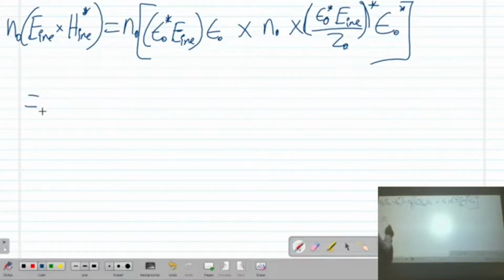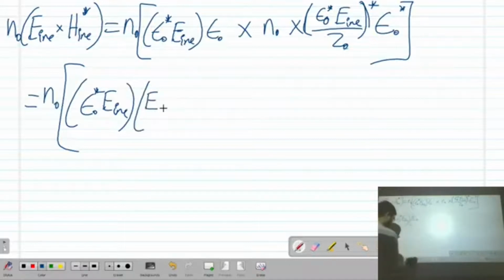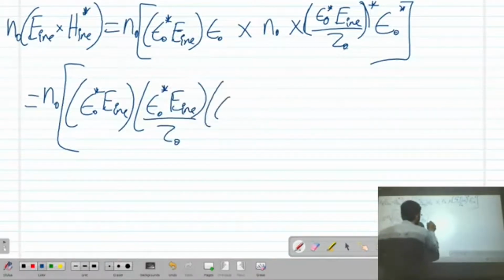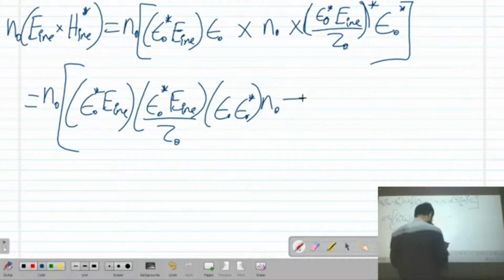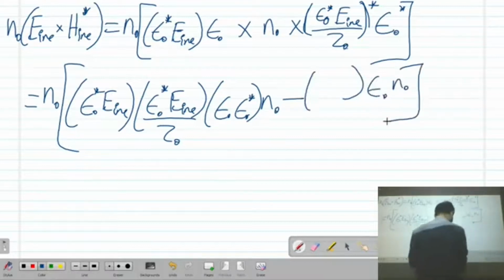From over here, we will get n0 psi conjugate E incidence, okay, into psi 0 conjugate E incident divided by Z0, okay, into psi 0 of psi 0 conjugate n of 0 minus this bracket part of 0 and 0. Okay.